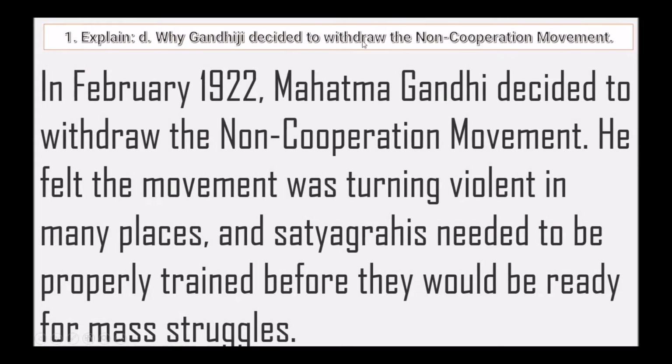Why did Gandhiji decide to withdraw the non-cooperation movement? In February 1922, Mahatma Gandhi decided to withdraw the non-cooperation movement. He felt the movement was turning violent in many places and that the Satyagrahis needed to be properly trained before they would be ready for mass struggles.